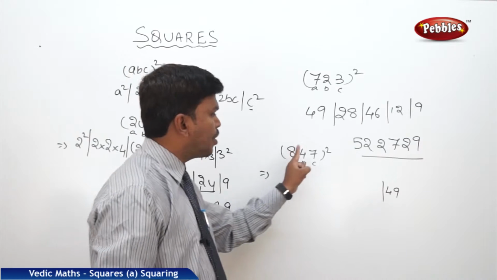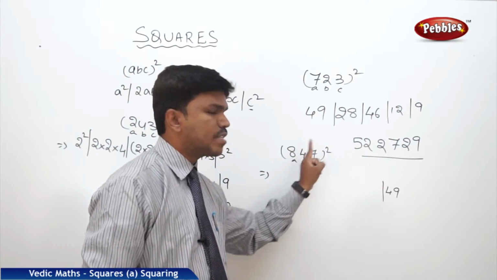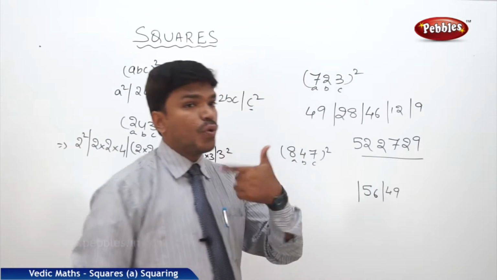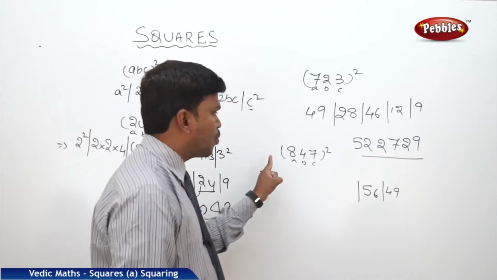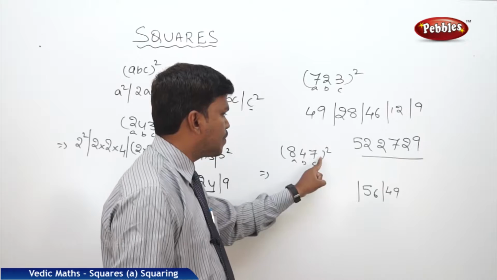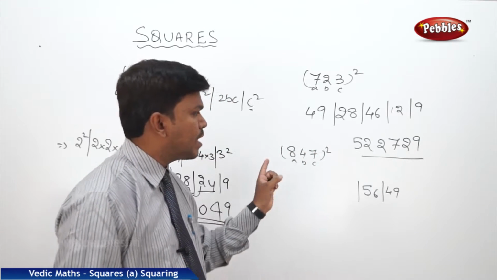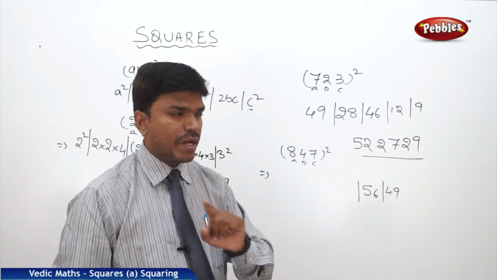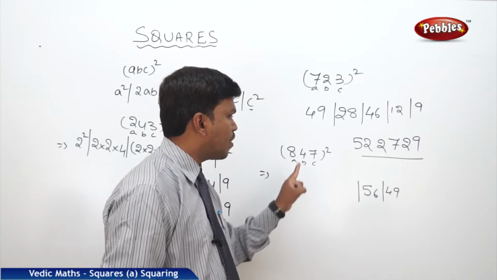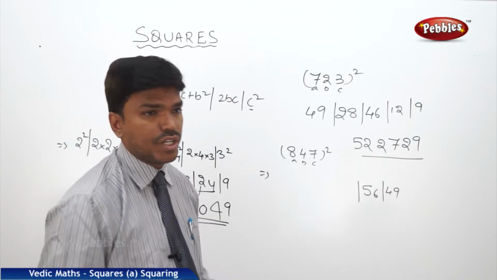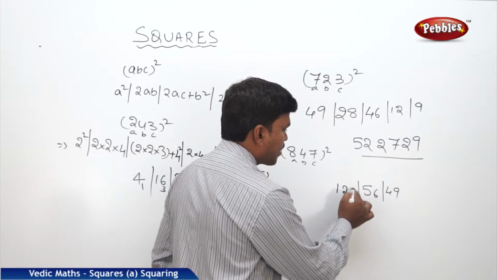2bc. 2 into b into c. 2 4s are 8, 8 7s are 56. 2ac plus b square. 2ac: 2 into 8 into 7. 2 8s are 16, 16 7s are 112. So 2ac is 112. Keep in the mind. Plus b square. What is b square? 4 square, that is 16. 112 plus 16, 128.